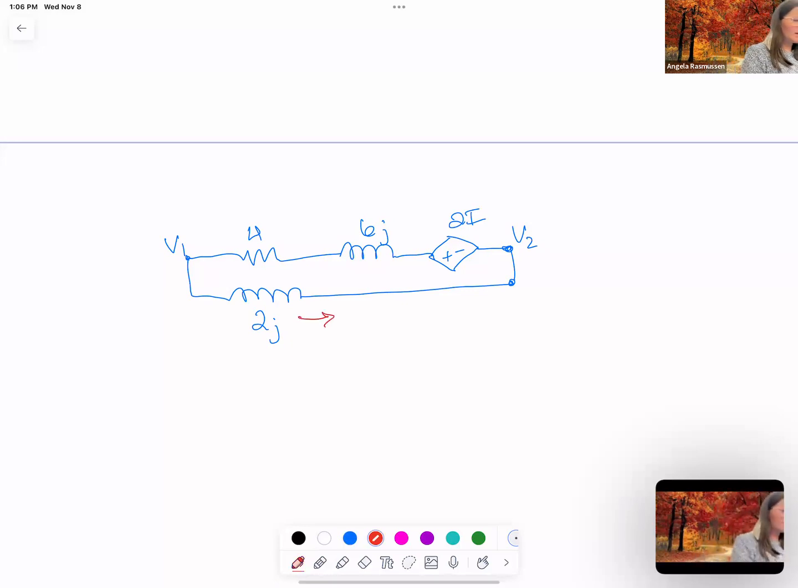So this branch, it's easy to see V1 minus V2 over 2J. Yeah. This one is going to be V1 minus 2I minus V2 over these two combined, 4 plus 6J. Okay, thanks. So because this is the same branch, this is an open here. So it's like there's an open there, A. So you're saying that V1 minus V2 over 2J is equivalent to the top quotient.